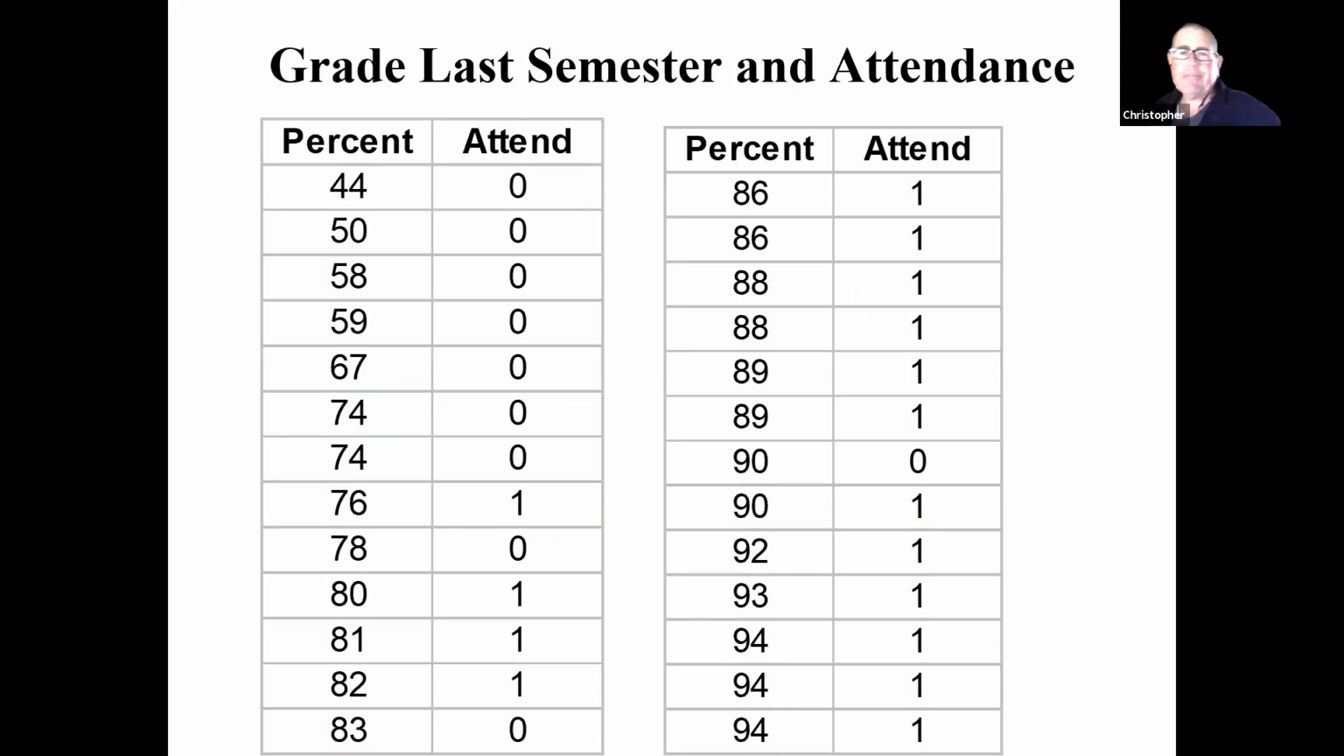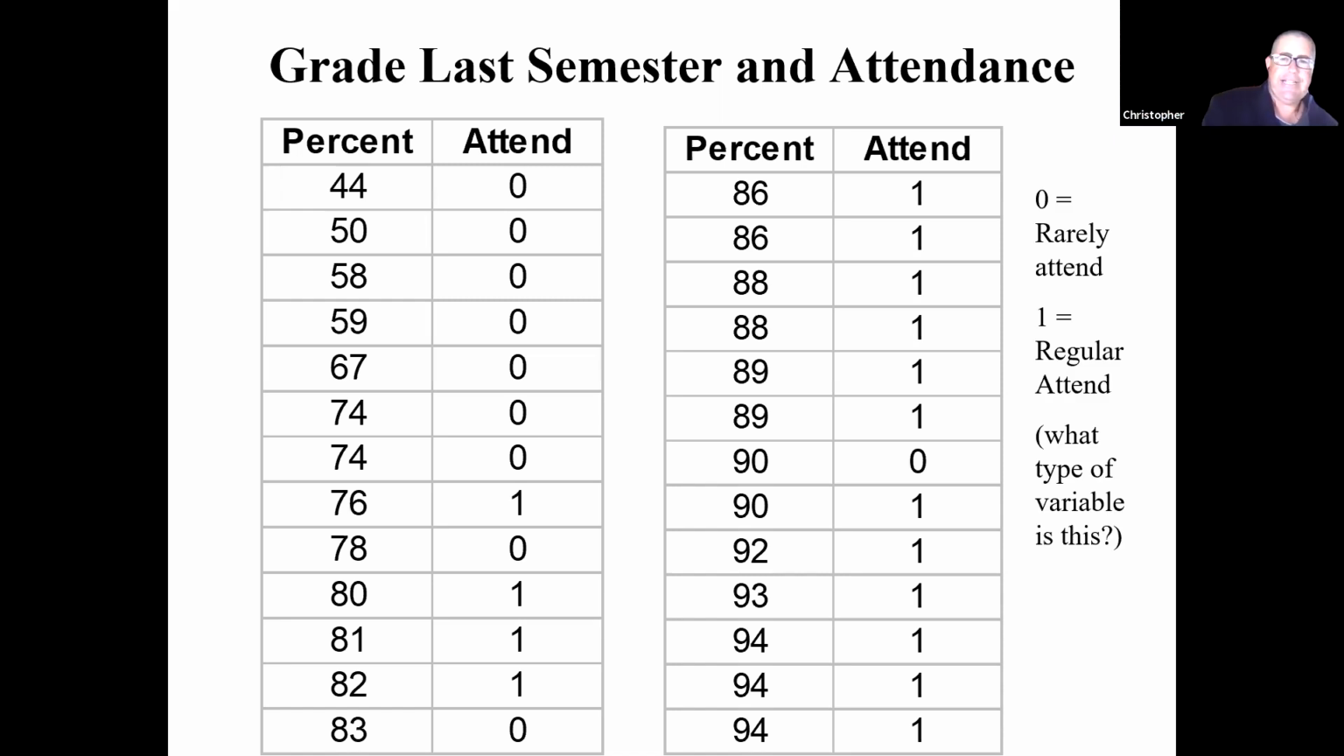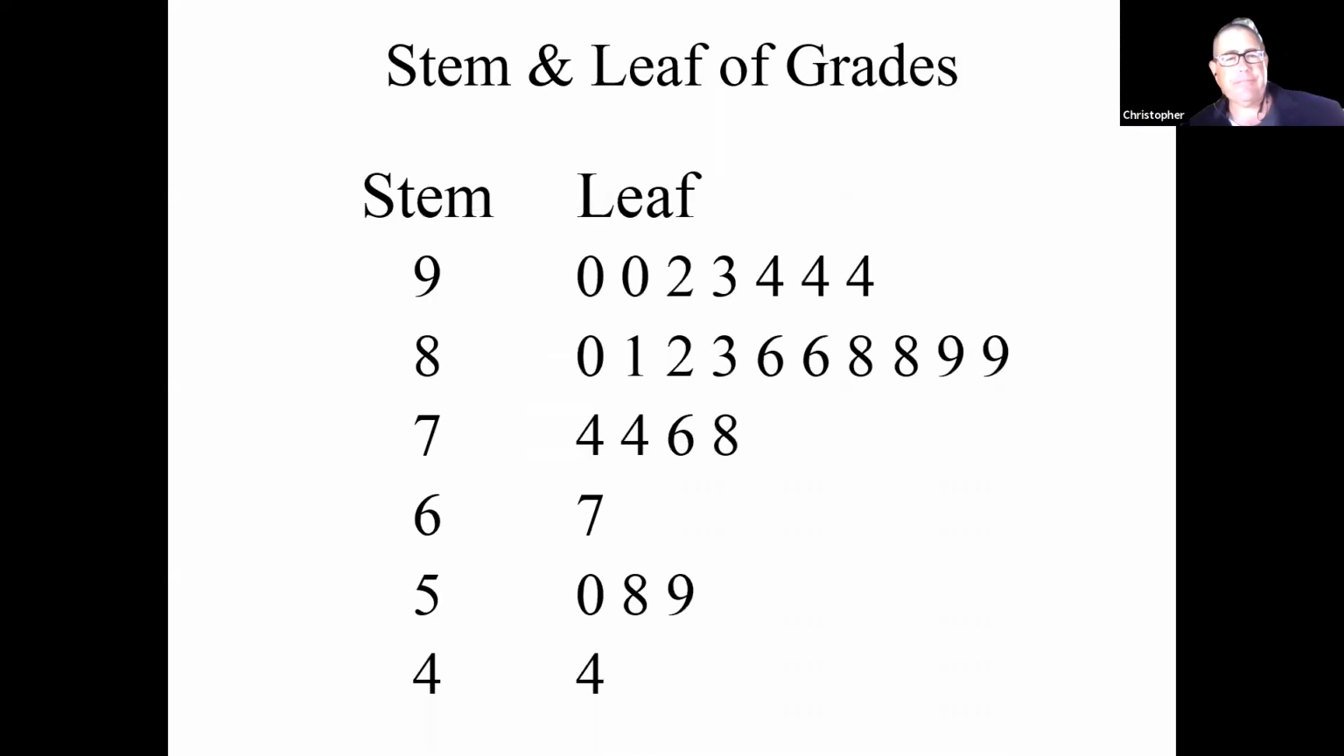All right, here is a set of numbers that we'll go through a little bit of graphing with. This is percentages from people's grade percentages from a previous semester. So I've got their grade percentage, and I also have whether they attended or not, where 0 is that they rarely attended, 1 is that they regularly attended.